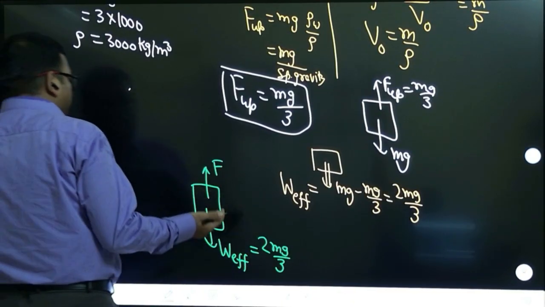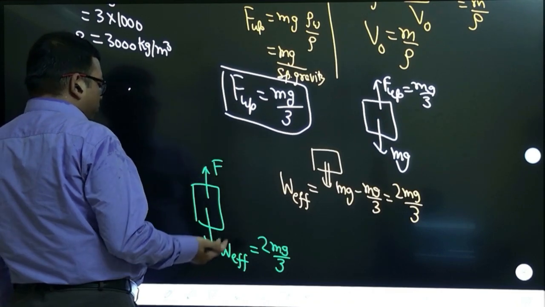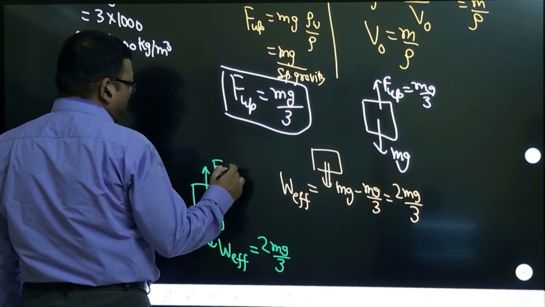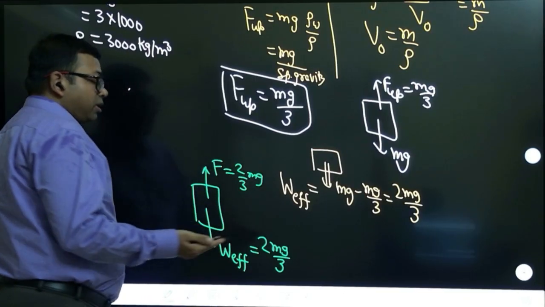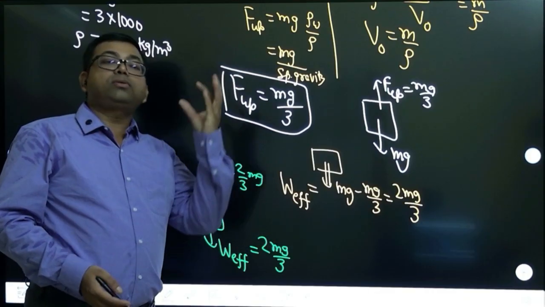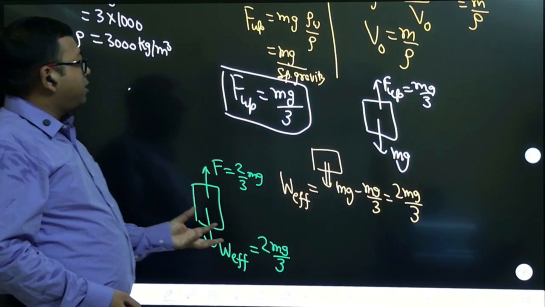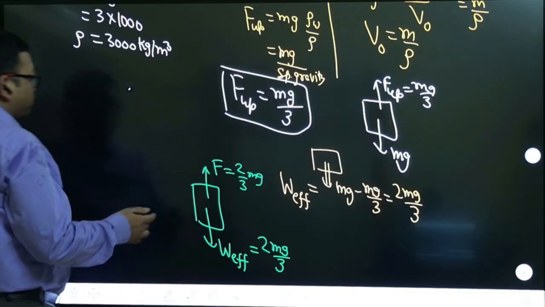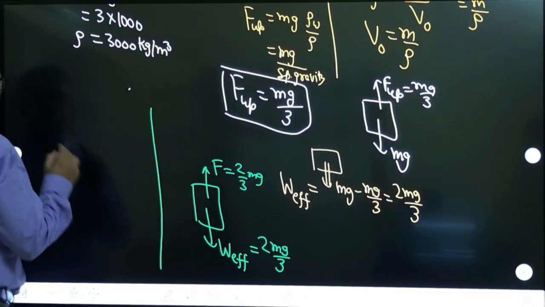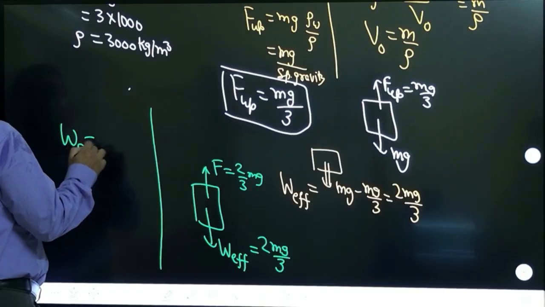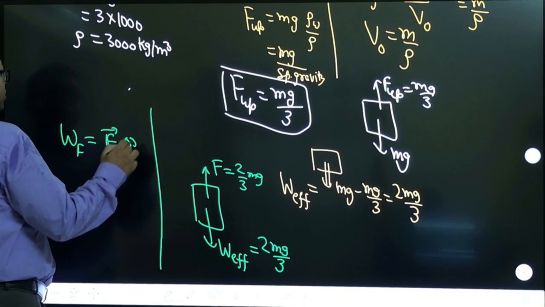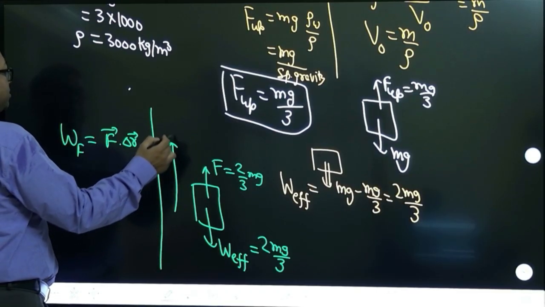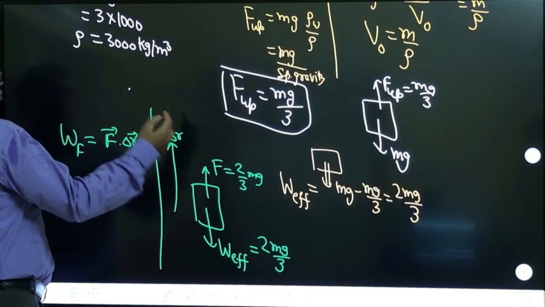So if you slowly want to lift it up, you have to apply the same 2/3 mg. Slowly means you are keeping it in equilibrium, very slowly lifting it. So you need to apply this force. Now calculate the work done by this force. The work done is the dot product of force and displacement, and you are keeping force and displacement in the same direction.